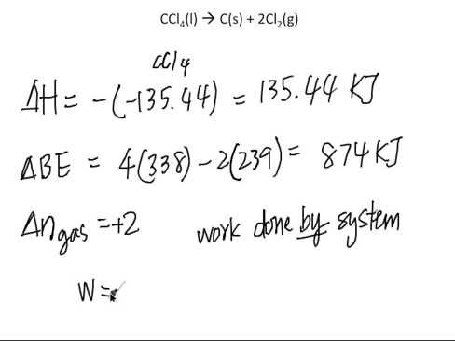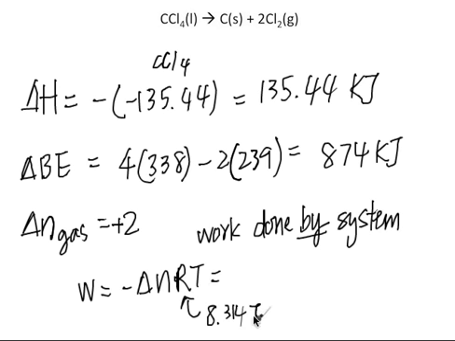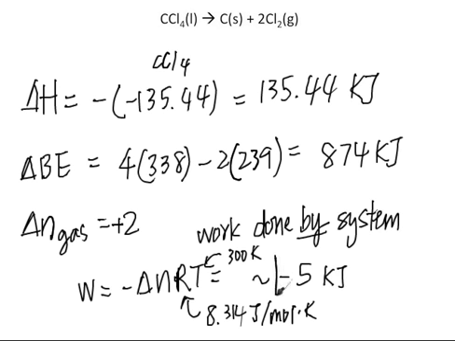So if we do that, we're going to get negative delta N RT. So remember R is 8.314 joules per mole Kelvin, and this is going to be 300. We're going to round to 300 Kelvin. This is going to give an answer of about minus 5 kilojoules. Okay, so remember, negative work is work done by the system. The system is losing energy.